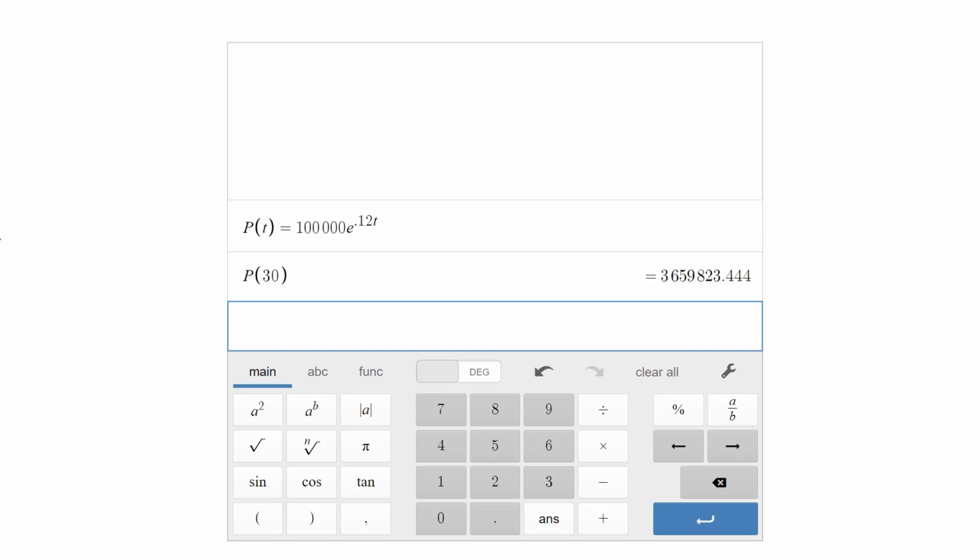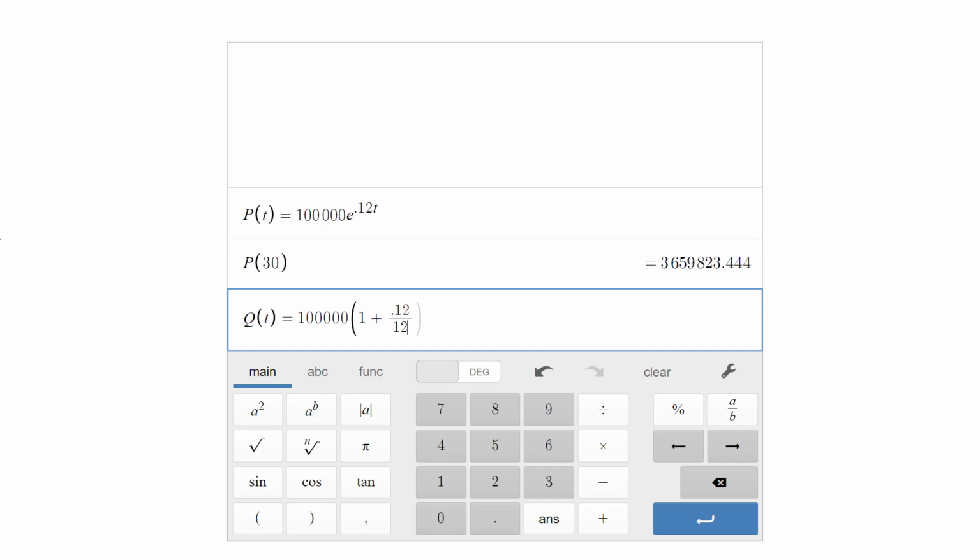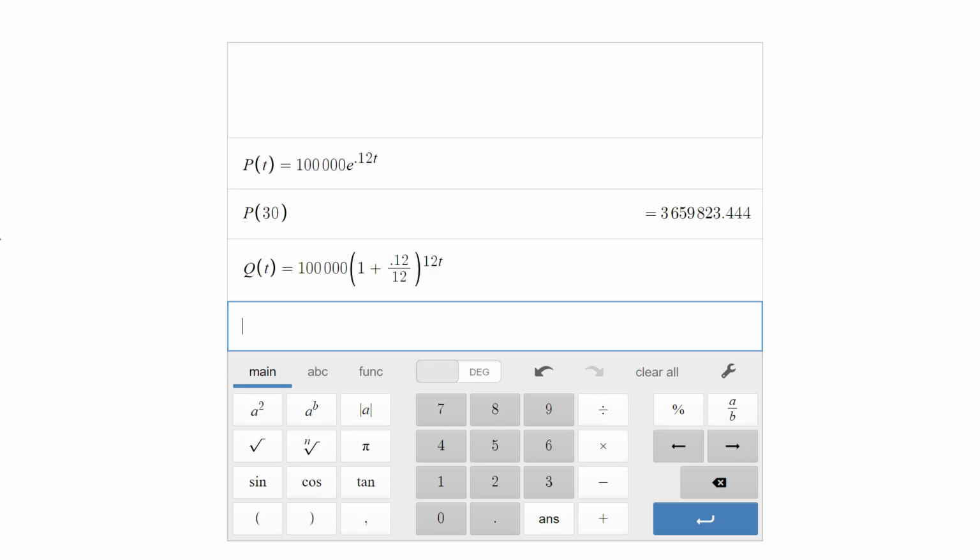Now let's change the name of the game a little bit. Let's say that we had that same investment, but I'll call it Q this time. And so we still had the 100,000 to invest. We're going to invest it at a discrete rate of 12% still, but we're going to only compound that once a month. Now remember how the formula goes, just with a 12 here and a T. And now we're going to see how much that investment is worth after 30 years.